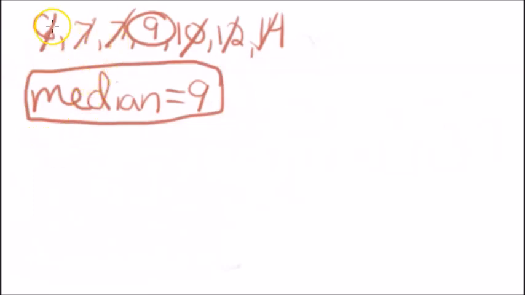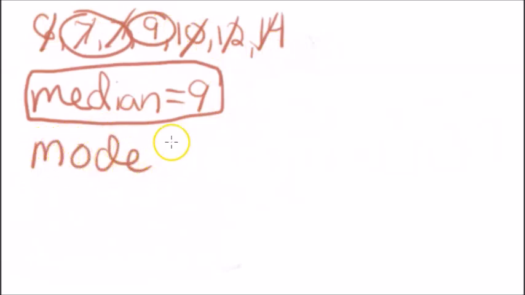We have 7. 7 appears twice in this data set, as opposed to all other numbers only being seen once. So therefore, 7 is our mode.